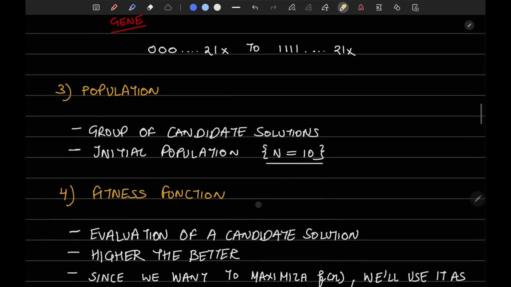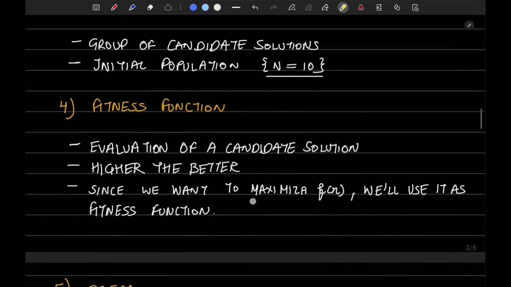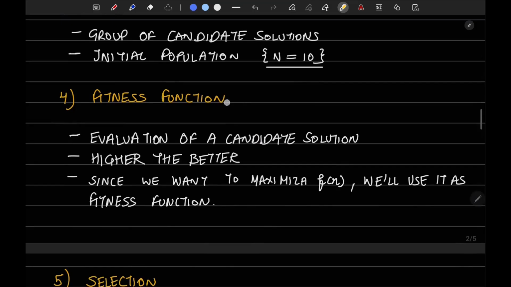Now moving on to fitness function. Another thing that needs to be tailored to our specific problem is how we evaluate each candidate solution. That is where the fitness function comes in. It helps measure the quality of a solution, as in how well it performs given the problem at hand. To put it in simpler terms, the higher the fitness, the better the solution. Since for this sample problem we're just trying to maximize the function, we can just use the value of f(x) as the fitness function.